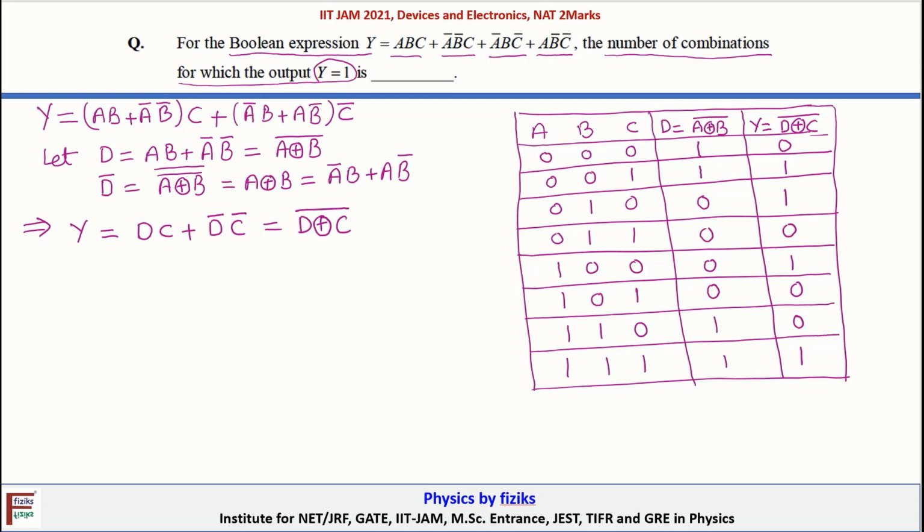So you have to see how many times this is 1. So you can count 1, 2, 3 and 4. So 4 times the output is 1. So it's a numerical answer type question. You have to put here 4. 4 times the output will be 1.